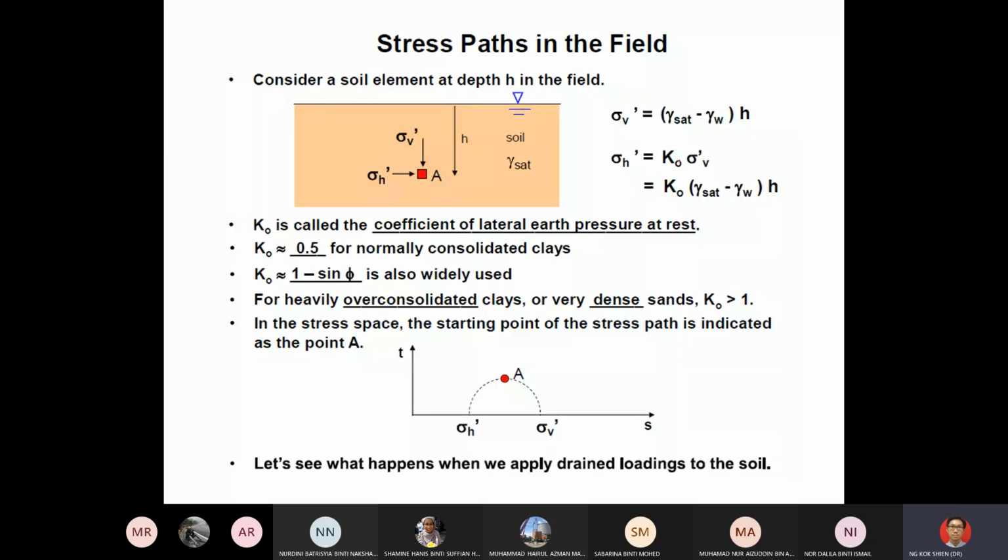And this K0 value is the coefficient of lateral earth pressure at rest. Do you still remember when you studied the retaining structures, you learned about K0, Ka, and Kp? In those topics you have already learned that sigma V and sigma H are not the same. Sigma H is lower than sigma V. For normally consolidated clay, it is about half of the vertical stress, so the K0 is 0.5. You can use this Jaky formula, 1 minus sin phi, to predict the K0 value.